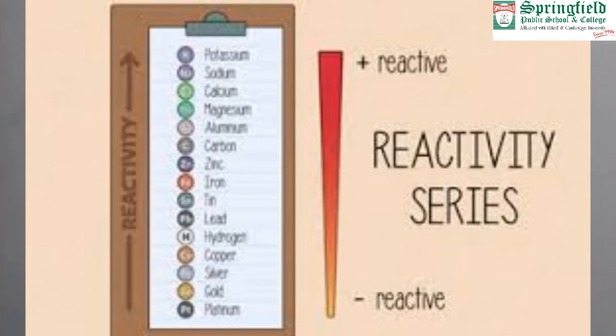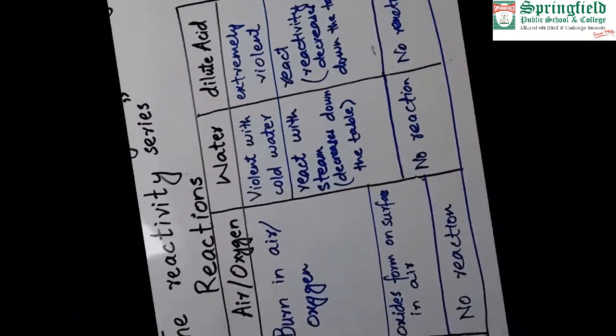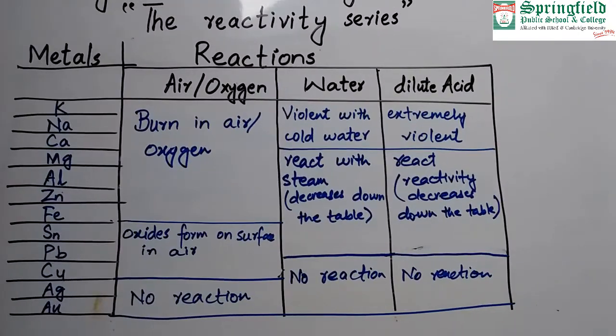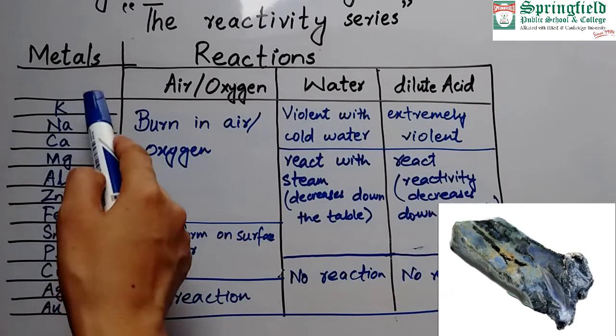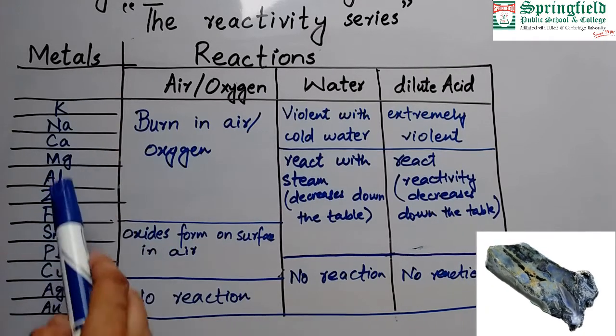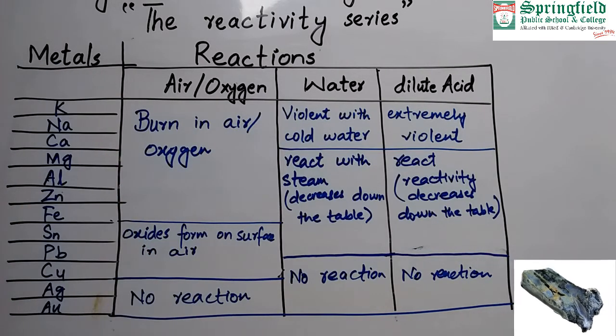Similarly, we also studied that silver and gold were unreactive with water and acid, so these should be put at the bottom of the reactivity series. Here is the reactivity series. As I have told you, potassium, sodium, calcium are most reactive, so potassium is the most reactive and it is put at the top of the table.